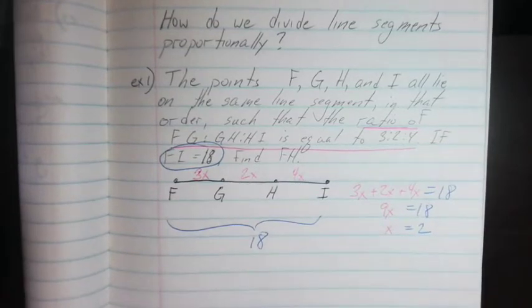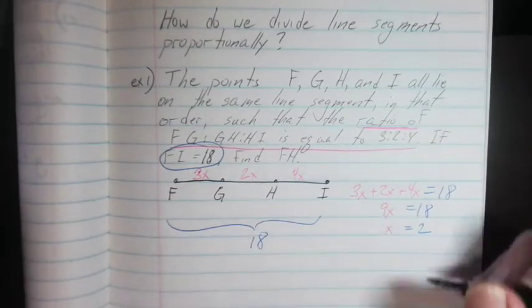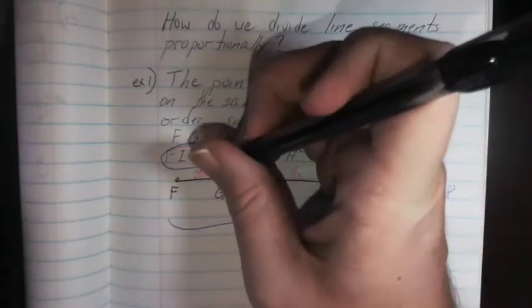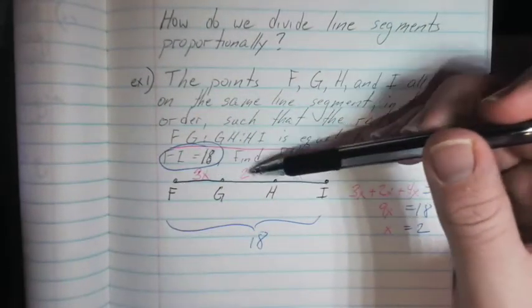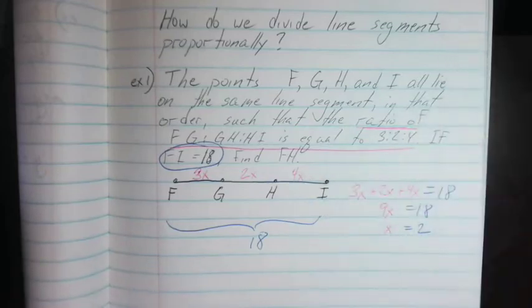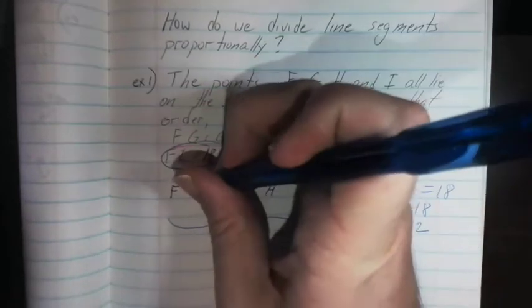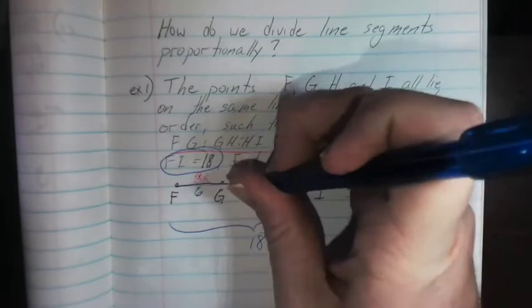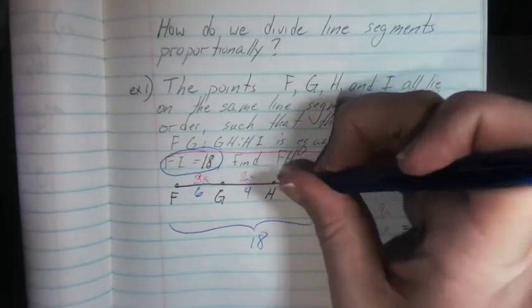Cool. Well, now we can use that. If x is equal to 2, I can just plug 2 in for each one of these: this x, and that x, and that x. Well, 3 times 2, that's 6. 2 times 2, that's 4. 4 times 2, that's 8.